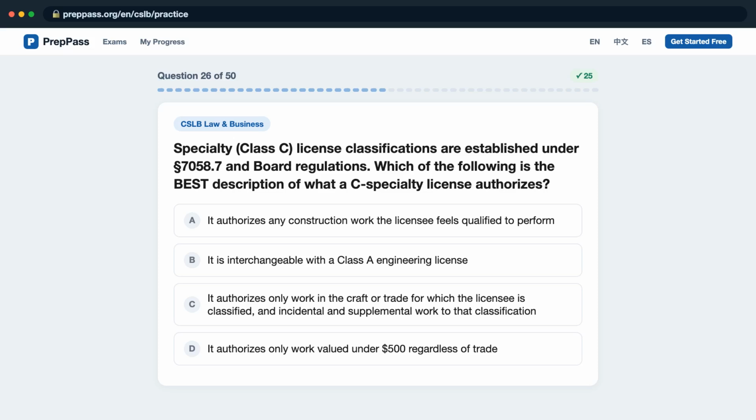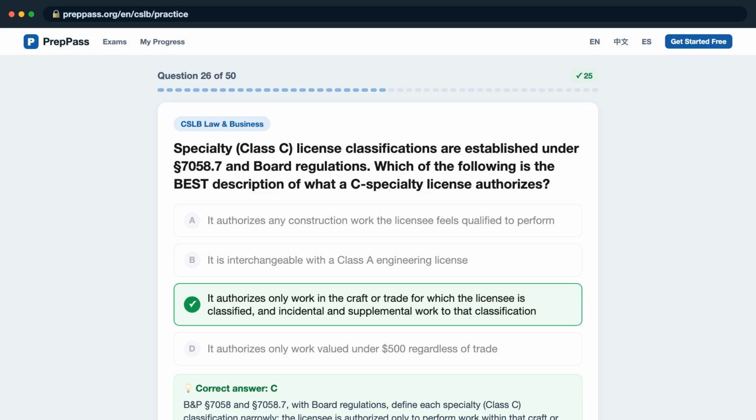Question 26. Specialty, Class C, license classifications are established under Section 7058.7 and board regulations. Which of the following is the best description of what a C specialty license authorizes? Is it A, it authorizes any construction work the licensee feels qualified to perform? B, it is interchangeable with a Class A engineering license? C, it authorizes only work in the craft or trade for which the licensee is classified, and incidental and supplemental work to that classification? D, it authorizes only work valued under $500 regardless of trade?